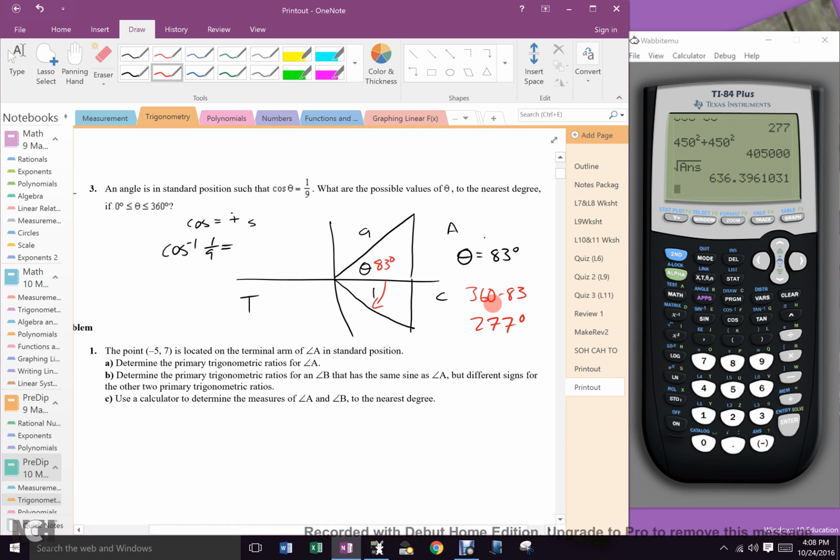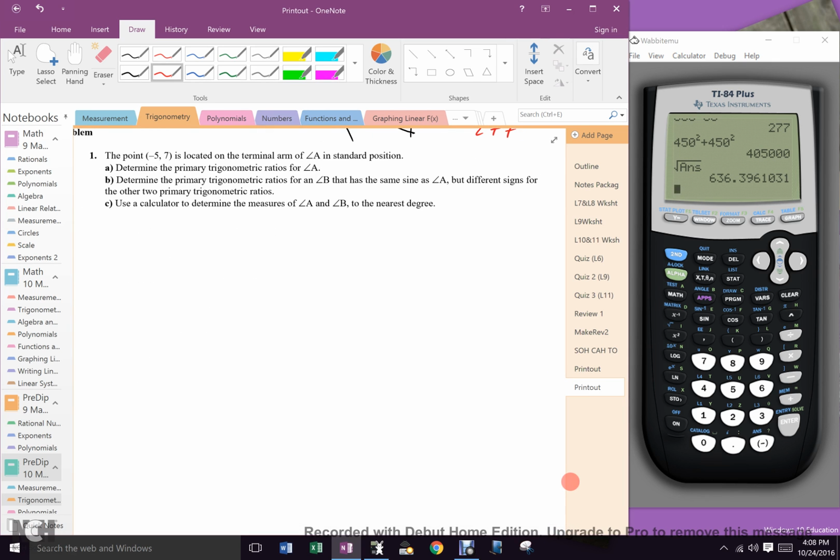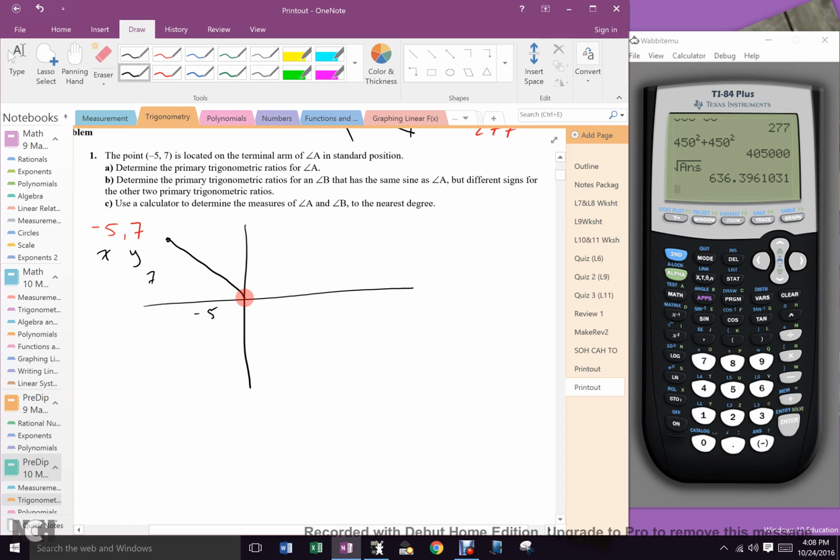Okay, you've already seen that. So let's move it along. The point is -5 and 7, which means I've got an x and a y. And I'm going to draw it. -5, and up 7. So there's my triangle.